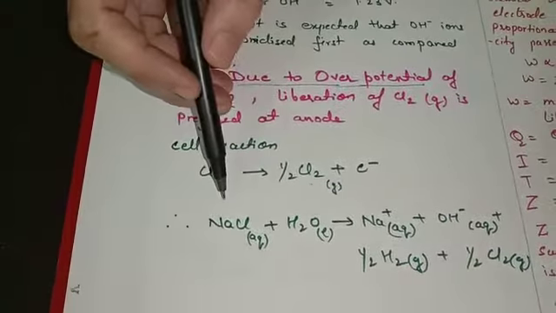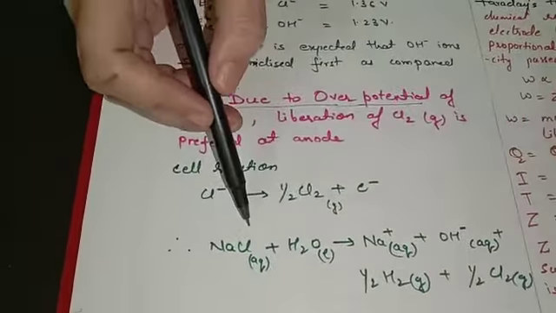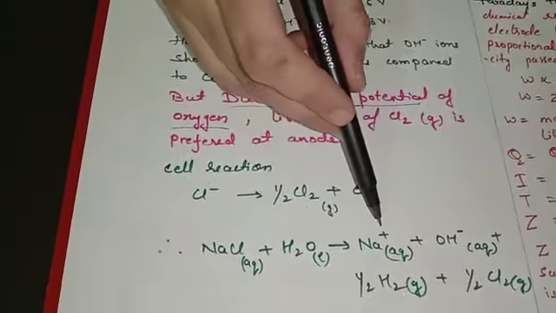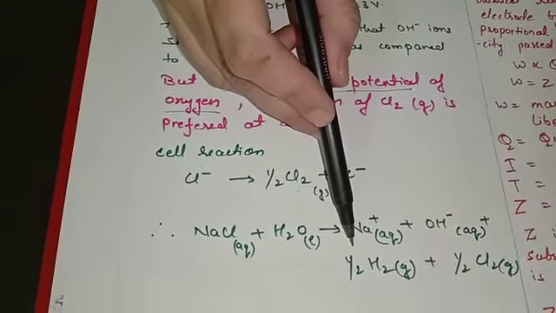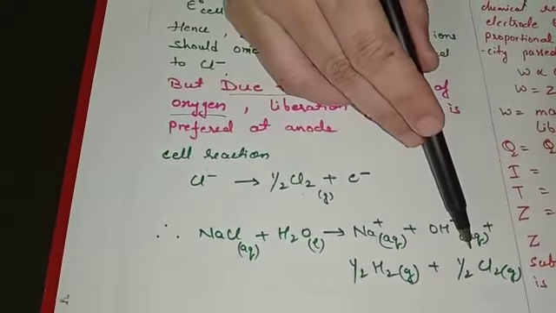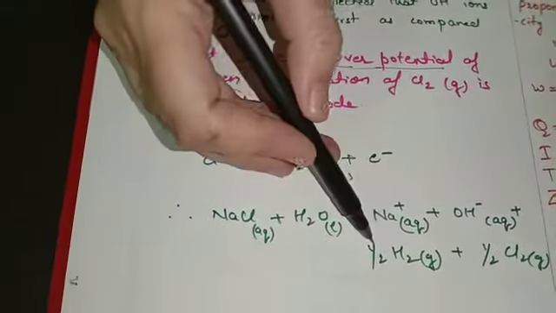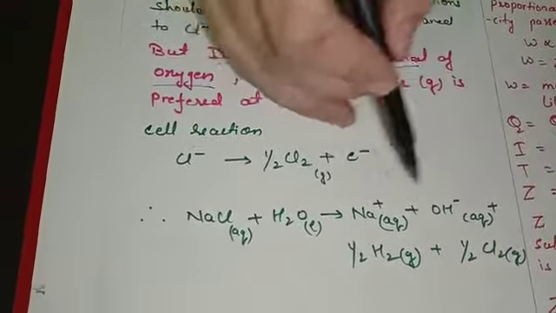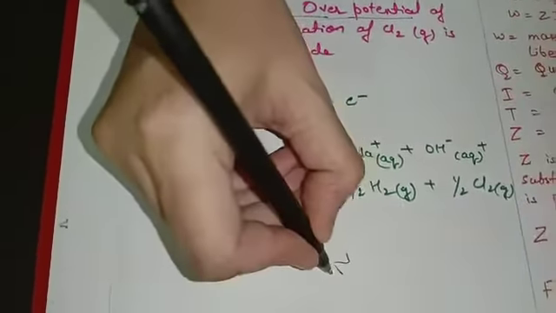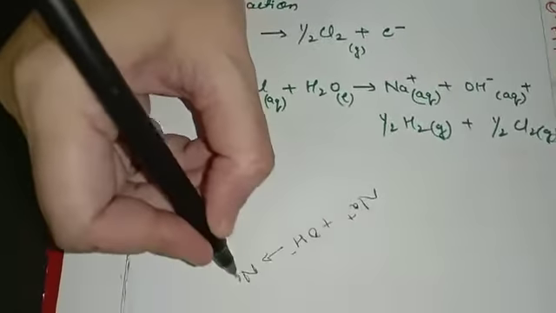When I write the overall cell reaction for aqueous NaCl, I will write NaCl plus water gets converted into sodium ions plus hydroxyl ions plus hydrogen gas as well as chlorine gas. So chlorine gas is liberated at the anode, whereas hydrogen gas is liberated at the cathode. Now these sodium ions and hydroxyl ions combine to form NaOH, that is in aqueous form.